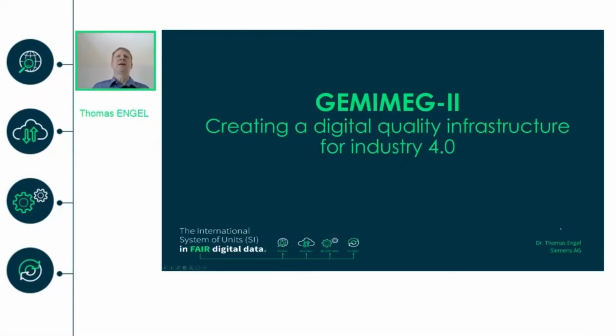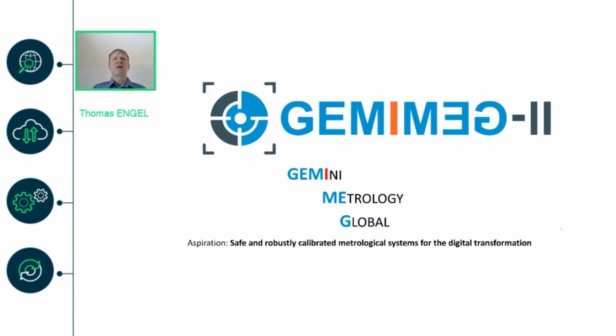Dear ladies and gentlemen, I'd like to welcome you to my talk on the GEMIMEG 2 project. The project is about creating a digital quality infrastructure for Industry 4.0, and I'm the project coordinator of the Industry Consortium. As you can see on this slide, the name consists of three different parts. As an acronym, GEMIMEG stands for the digital twin, metrology, because we really focus on metrology aspects, and global, so that it can be applied internationally in a real global kind of application.